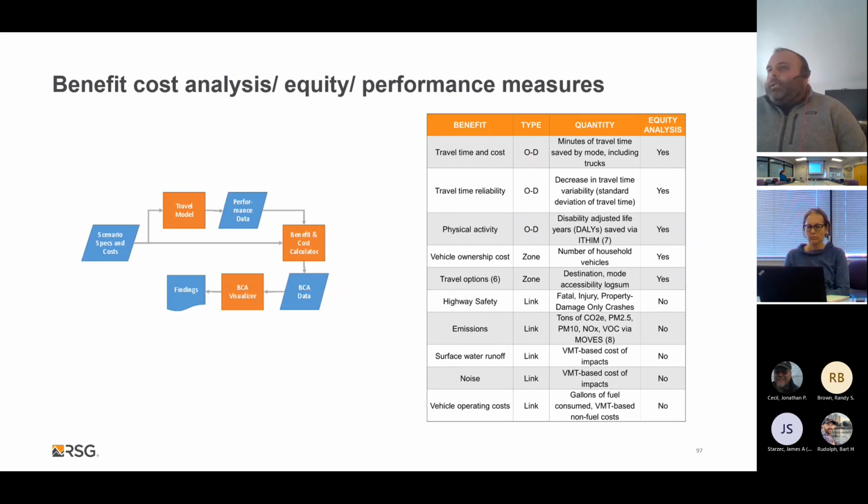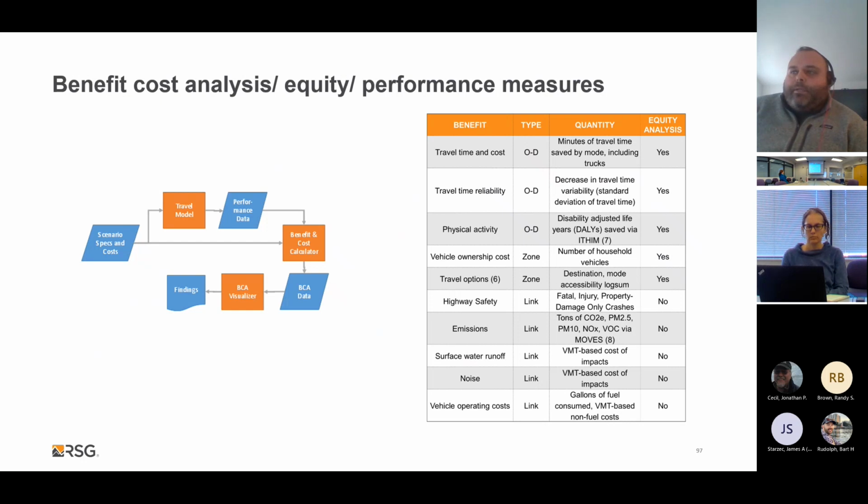And then we have things like benefit cost analysis and then equity and performance measures, where we take the travel demand model, we plug that into a set of performance measures, and then we can actually calculate the benefit and cost calculation from the travel demand model. And from there, we can look at things like the user benefit, travel time and cost, travel time reliability. We can look at physical activity benefits. We can look at vehicle ownership costs and their benefits. We can look at things like travel options, like the destination and mode accessibilities.